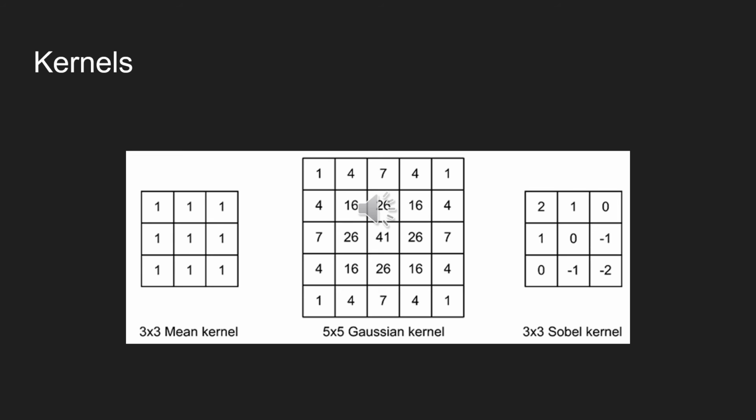The mean kernel can be used to reduce the noise. Similarly, the Gaussian kernel can also be used to reduce the noise. The Sobel kernel is used for edge detection.